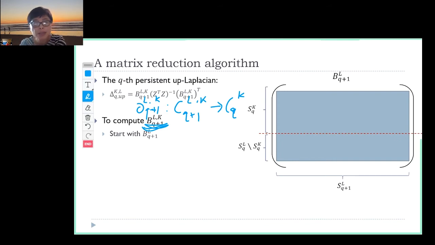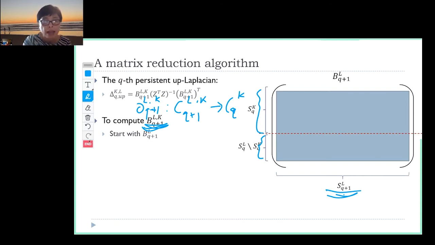So how do we do this? Well, let's look at this illustration here. Let's start with the q plus 1 boundary operator for L. So this is the matrix. The columns indicate all the q plus 1 simplices in L, and the rows indicate all the q simplices in L. But I'm ordering them by first having all the q simplices in K. All of these are the simplices coming from K, and this part are the simplices in L but not in K. For the columns, the order doesn't matter. This is the standard boundary matrix. The only thing is that I rank the rows to have those simplices from K come first.